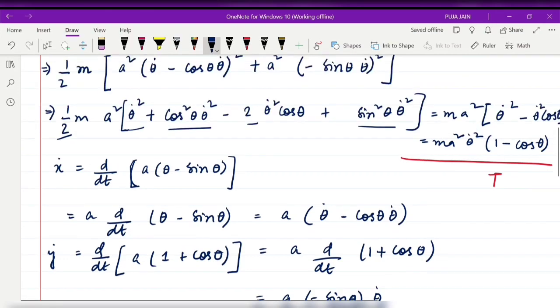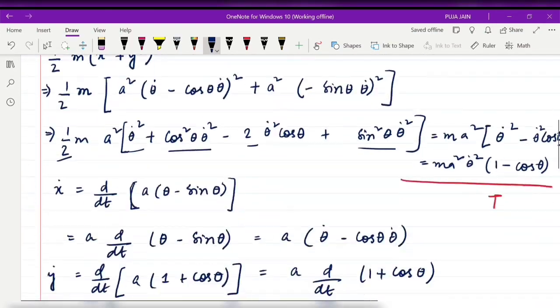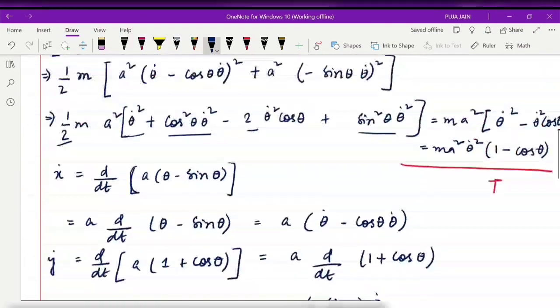So this question was a little bit easier. This type of question you can expect in the SET examination.